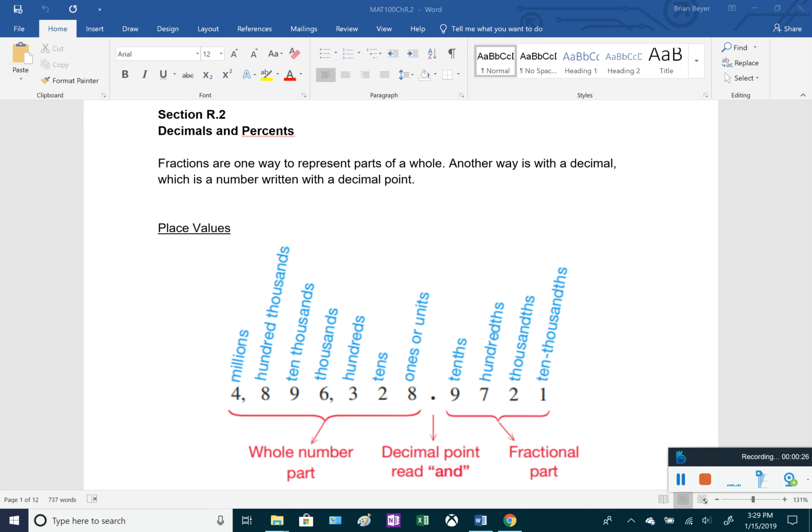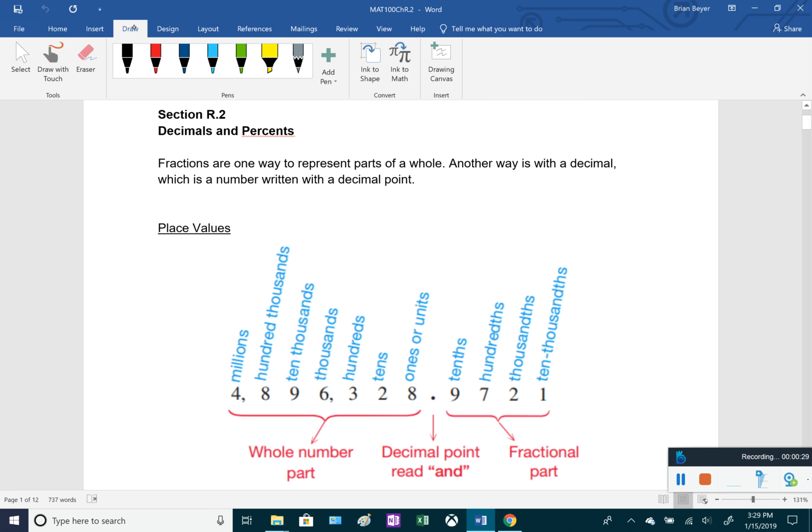And as we can see down here, we have all of the place values labeled with an example number. So we can see that we have the decimal right here, where I just highlighted. And this is the number 4,896,328 and 9,721 ten thousandths. Okay, so the portion to the left of the decimal is the whole number part. The decimal point is read as "and", and the portion to the right is the fractional part.